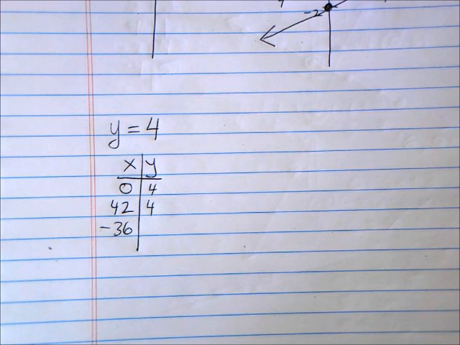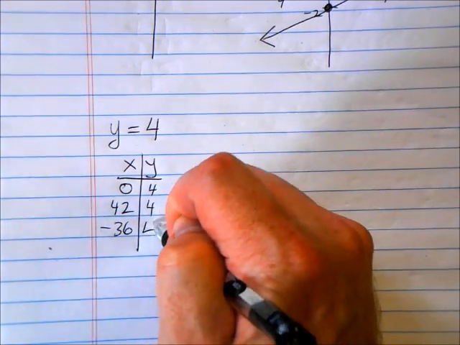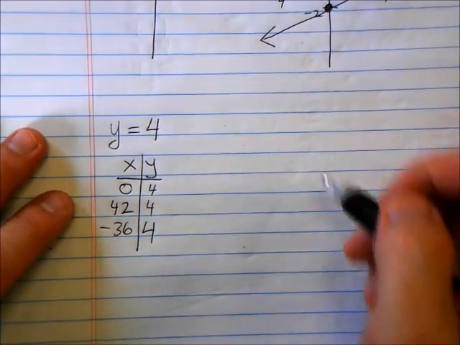Y is always the number 4. There's no x in the equation. It doesn't matter what number I use for x. Y is always the number 4. All right, so there's 3 points. Let's draw those.